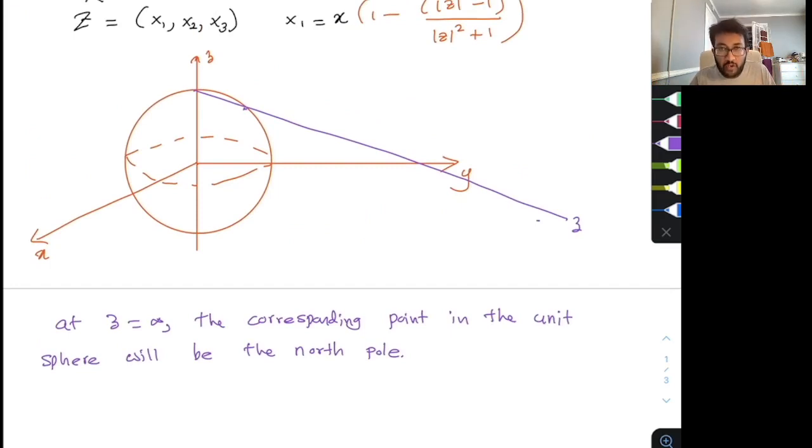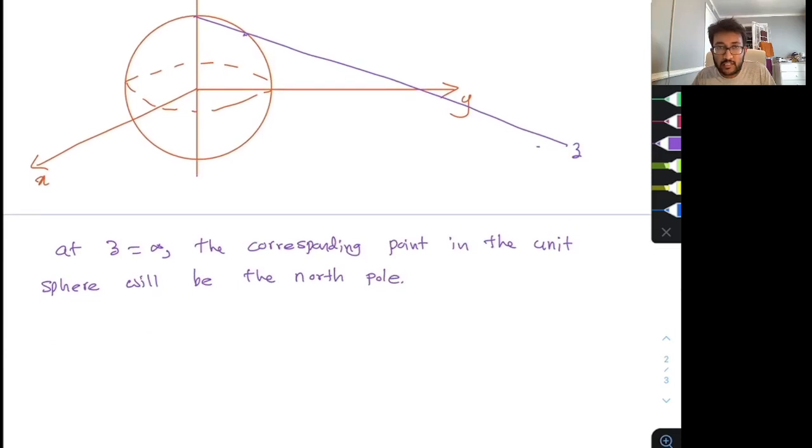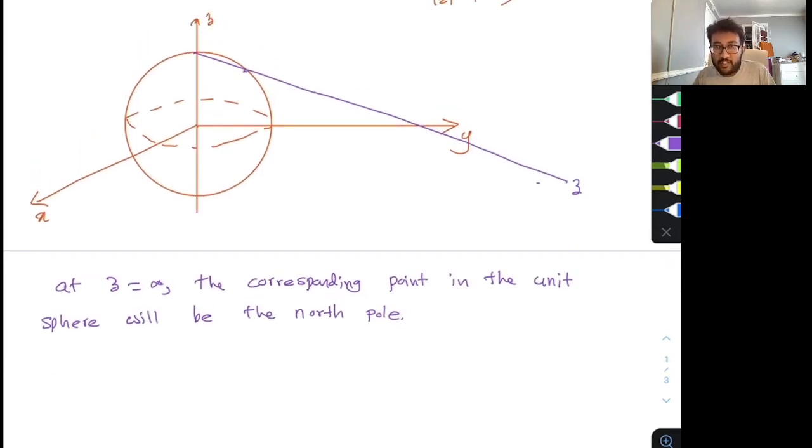I hope you had some idea about the Riemann sphere, and in the next video we will discuss how differentiability behaves in the complex plane.